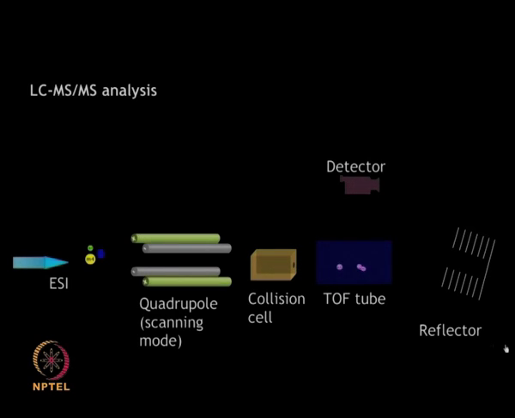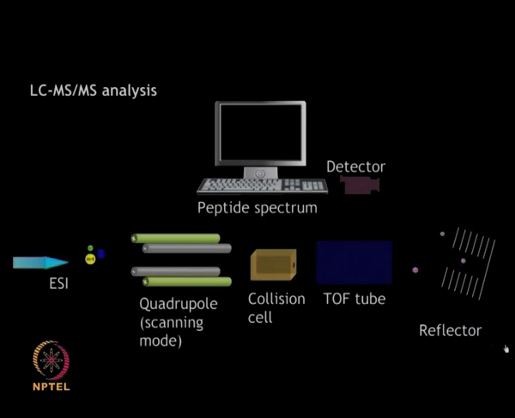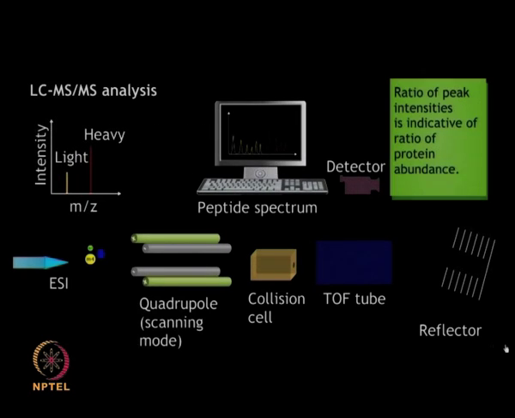Peptides containing the heavy amino acid show higher m/z as compared to the corresponding light peptide fragments. The pairs of identical peptides can be differentiated due to the mass difference, and the ratio of peak intensities can be correlated to the corresponding protein abundance.